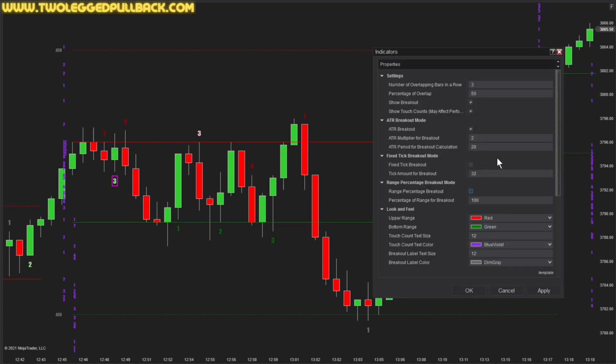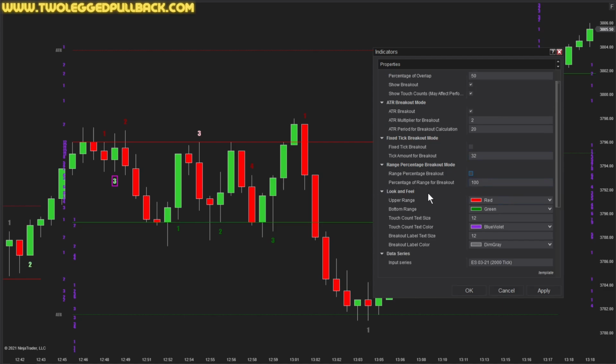The Fixed Tick Breakout Mode uses a fixed tick amount above and below the trading range in order to detect a successful breakout. The default is set to 32, which is 8 points. The Range Percentage Breakout Mode uses a percentage of the trading range above and below the trading range in order to detect a successful breakout. The default is 100.